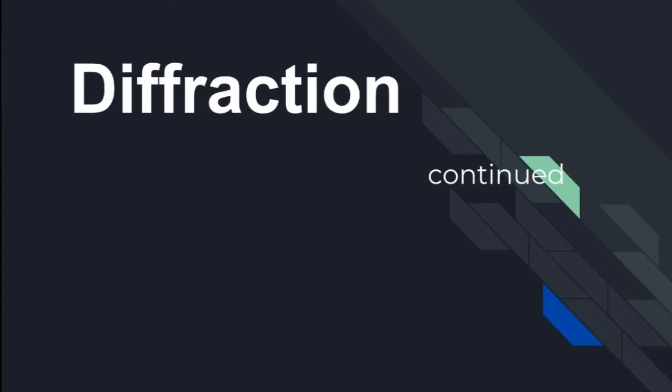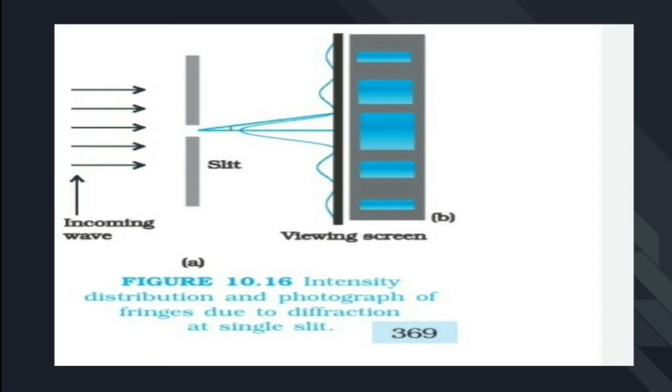Welcome to today's topic. Today we are continuing with diffraction. We already discussed the diffraction pattern obtained when a slit is exposed to monochromatic light, and the diffraction pattern consists of a central maximum. On either side of the central maximum we have secondary maxima and minima, and their positions also we discussed.